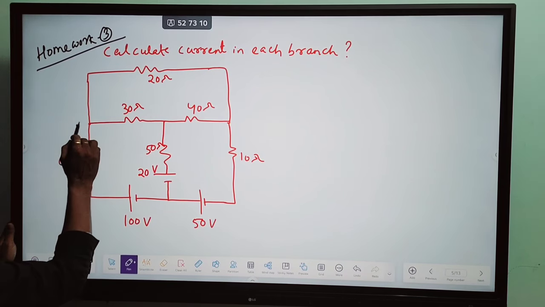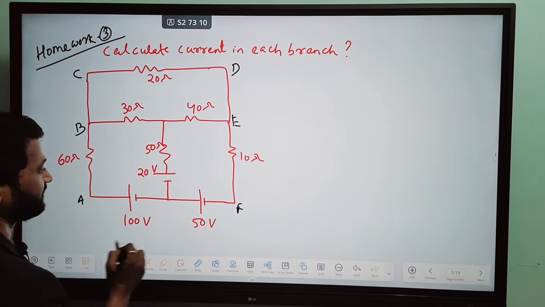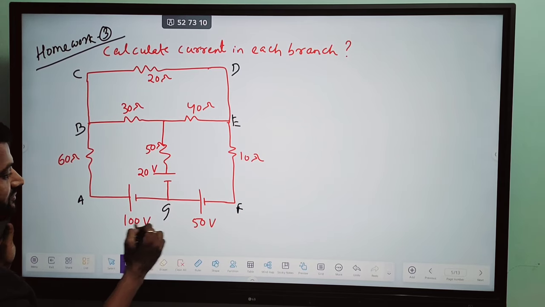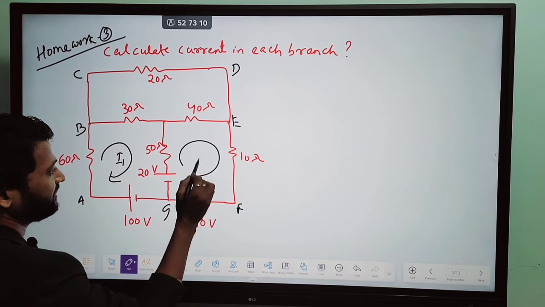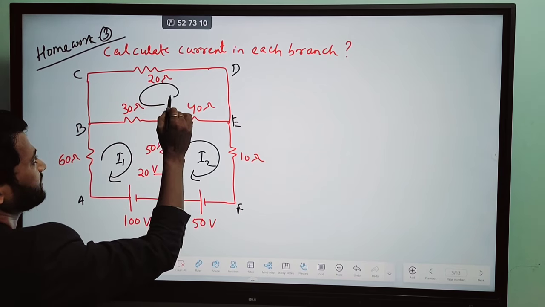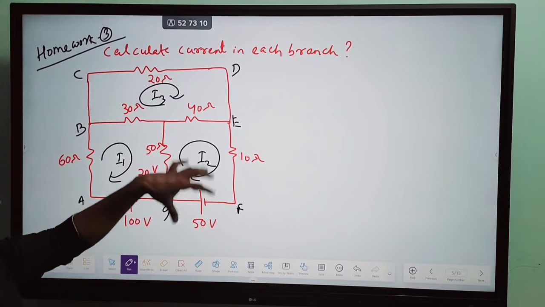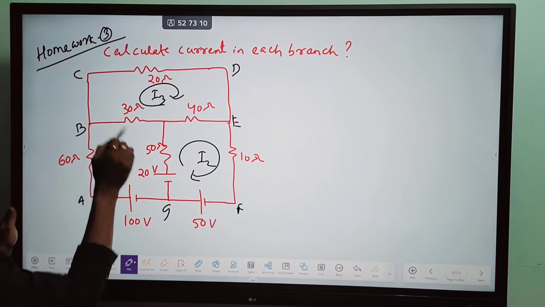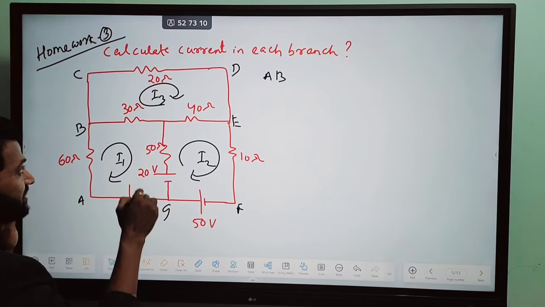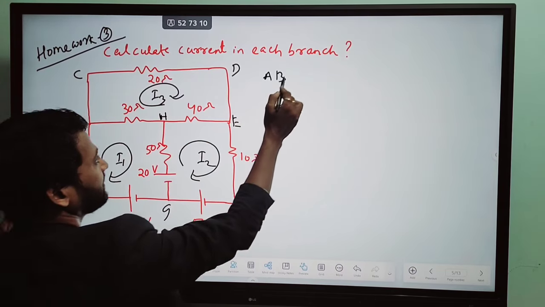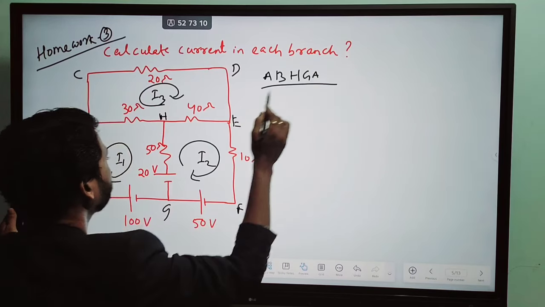Let the points be A, B, C, D, E, F and G. Let the first mesh current be I1, second mesh current I2, third mesh current I3. As I have told, always take the clockwise direction, then apply KVL in this mesh. What is the first mesh? A, B, oh, name this point H. A, B, H, G, A is this mesh.